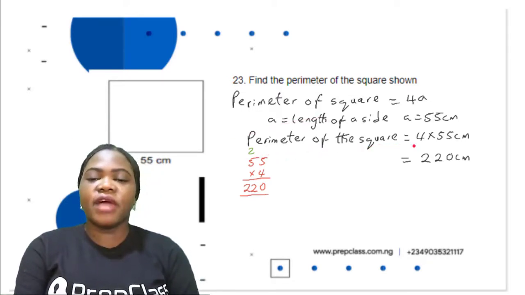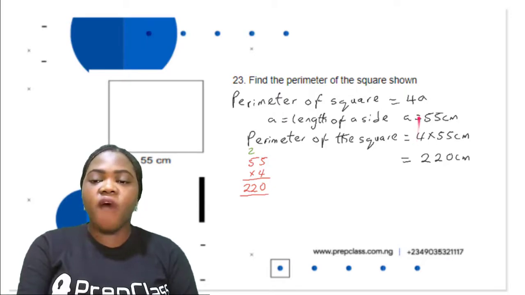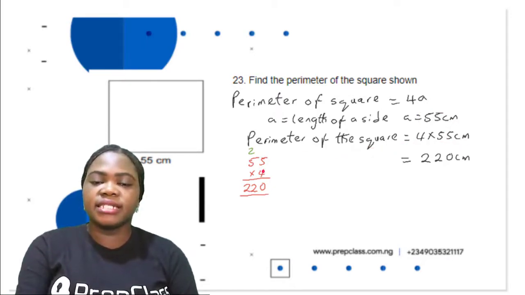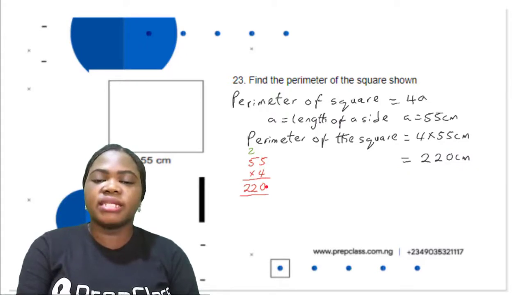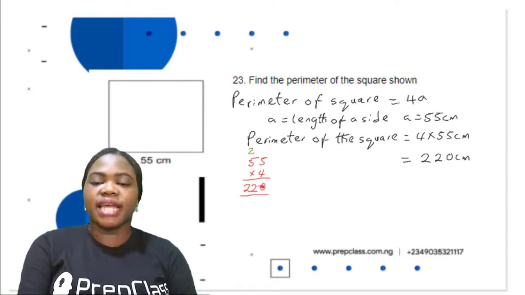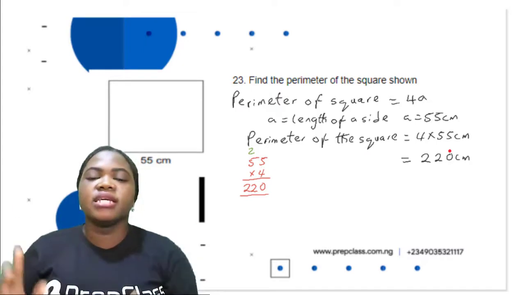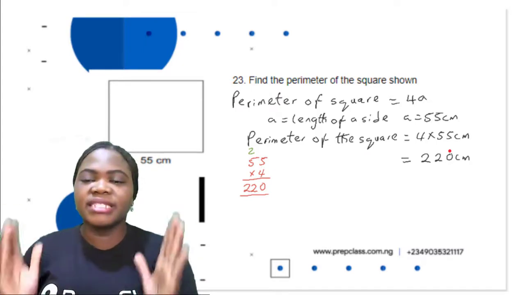So let's find out the perimeter of this square. 4a, that is 4 times 55 centimeter. Let's do that here. 4 times 5 is 20. Write 0, carry 2. 4 times 5 is 20. 20 plus 2 is 22. So the answer is 220. So the perimeter of this square is 220 centimeter.